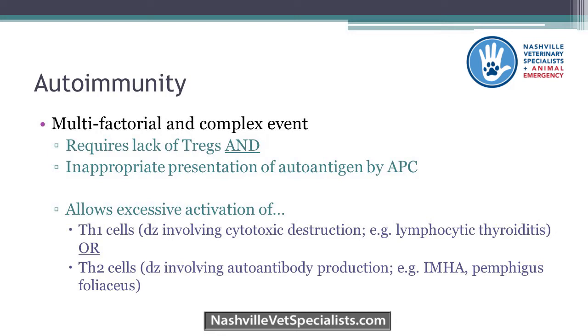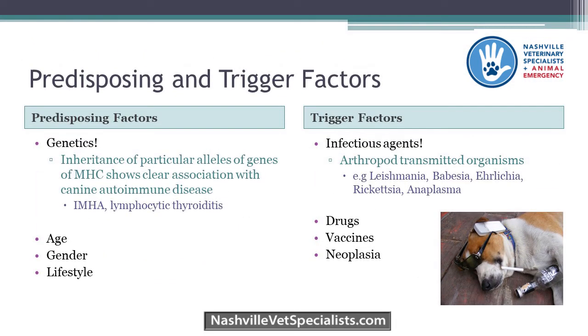And this is going to be important in diseases involving cytotoxic destruction of cells. So lymphocytic thyroiditis would be a great example of that. Or you could have excess activation of Th2 cells. And that's going to be more important for diseases involving autoantibody production. So IMHA, pemphigus foliaceus. We'll talk a little bit about predisposing and trigger factors for immune-mediated disease.